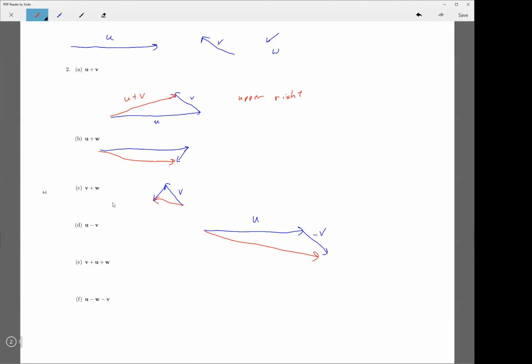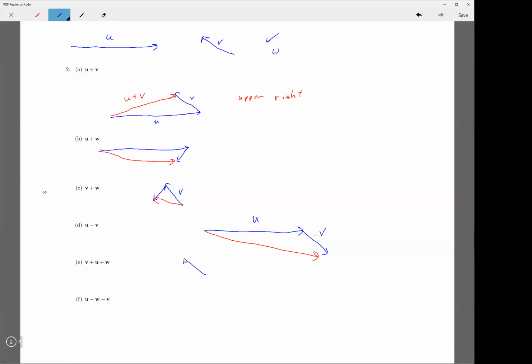Which looks like top left. And then, dang, the next one is really tricky. So it's v plus u plus w. You can do it in any order. So let's just start with u first, okay? Although maybe I should just start with v first. Okay, so let's start with v first.